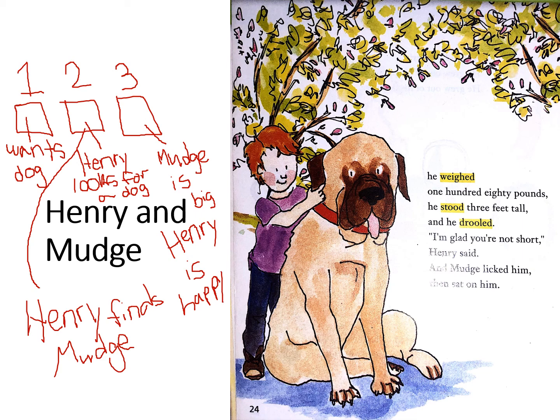So this is how I would do it. In the first box of the flowchart, I would say that Henry wants a dog. In the second box of the flowchart, I would say that Henry is looking for a dog, or Henry looks for a dog. But I could also say that Henry finds Mudge, and that's also okay. The last thing that happens is that Mudge is big and Henry is happy. Look at them. You see? And this is called sequence of events.